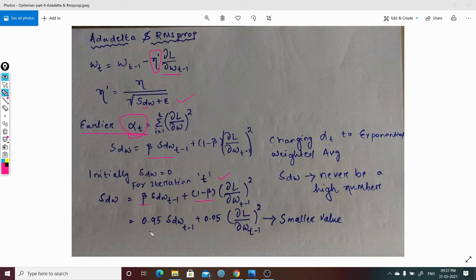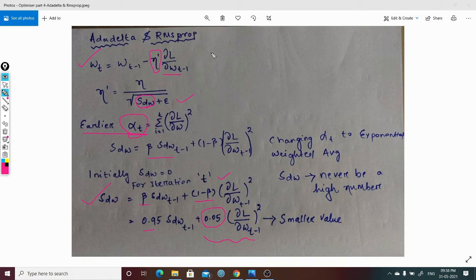If you take 0.95 as the beta value, this part will be multiplied with 1 minus beta, that is 0.05. If you multiply something by 0.05, it will be very small. Due to this, S_dW is never going to be very high, so this part is never going to be very high. So yes, we can avoid this denominator part going very high as in AdaGrad. In this way we can treat the denominator, apply it to the new learning rate, and update our weight using the traditional weight update formula.